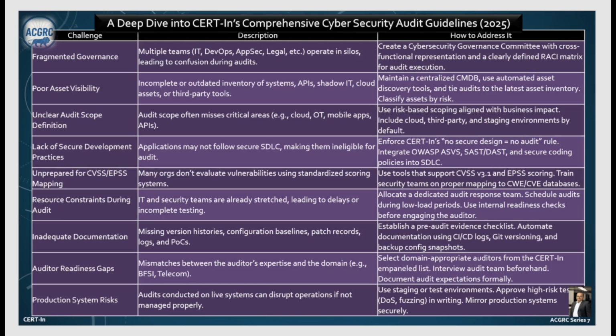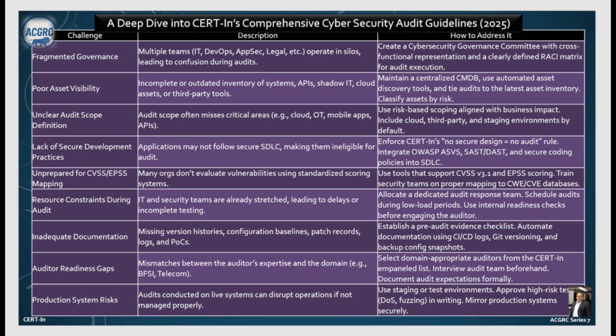Challenges. Well, multiple teams operate in silos, leading to confusion during audit. This is a case of fragmented governance. To address it, you can create a cybersecurity governance committee with cross-functional representation and a clearly defined RACI matrix for audit execution.